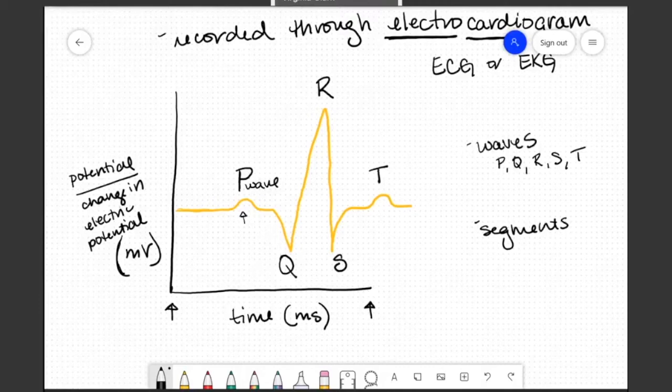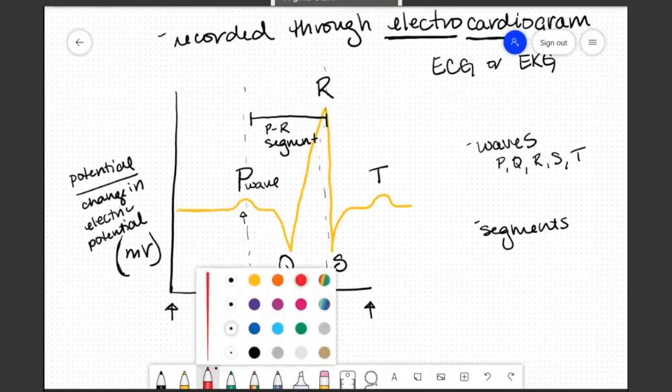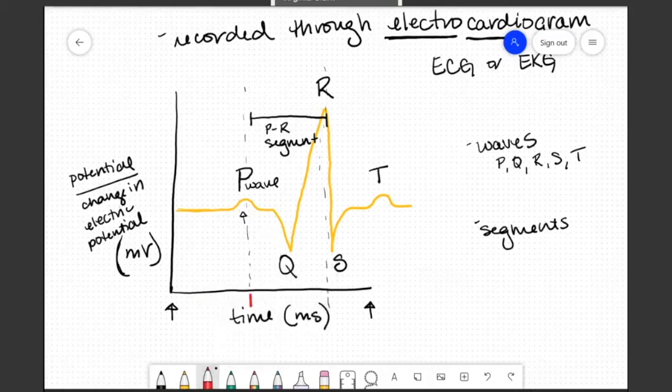So some of the segments we're going to talk about is going to be the P to the R segment. Essentially what we're saying is from the midpoint of the P wave to the midpoint of the R wave, this right here is going to have a specific measurement of whatever time we are saying the P wave to the R wave time frame is. So we're going to talk about P wave, PR segment. It's going to be one.